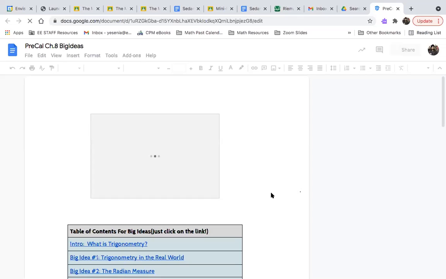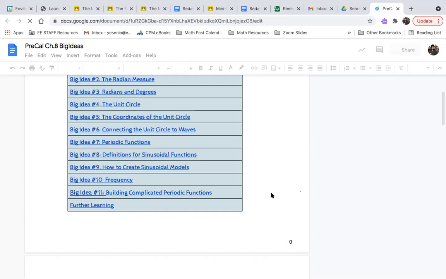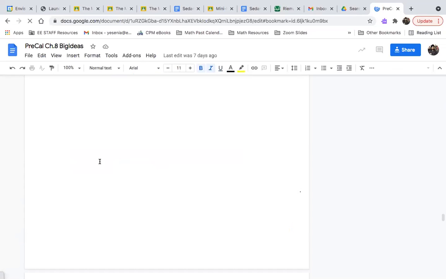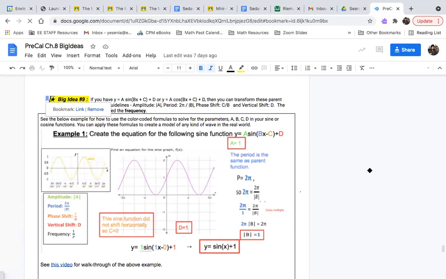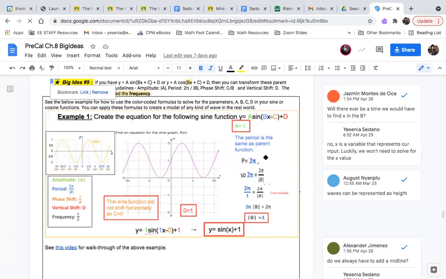Okay, so I'm just opening up our big ideas packet. Once we start for number 3, where you want to go is big idea number 9, how to create sinusoidal models. So everyone here, make sure you have your big ideas packet open. We're going to talk about how to create a sine model. And if you remember, there's a whole process to it. Remember I had to show you and I had to color code all this. That's what we're going to be doing here today.